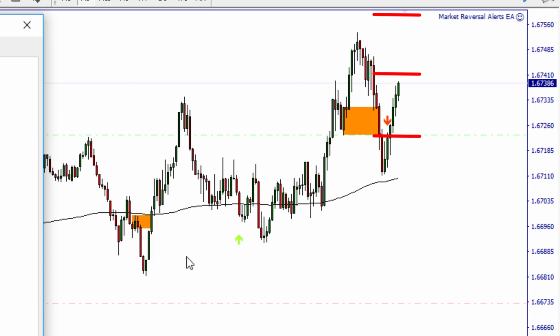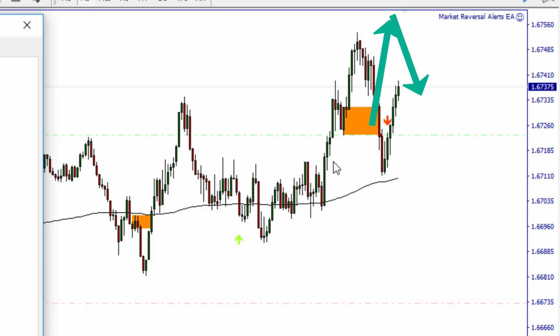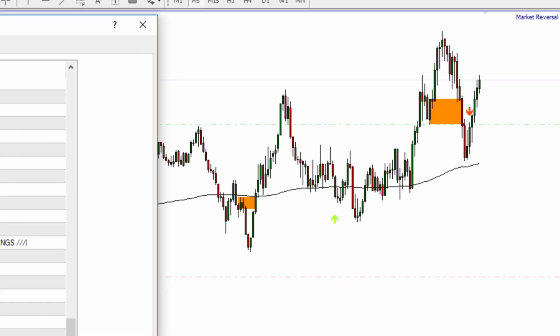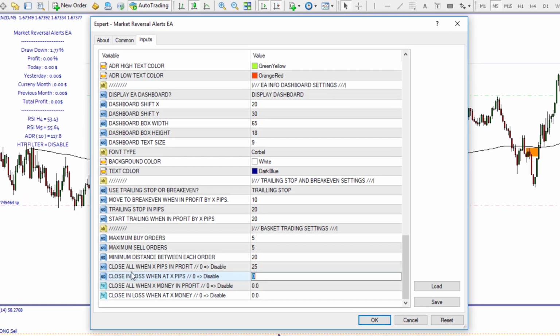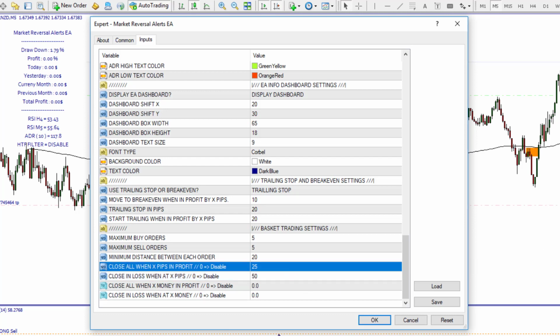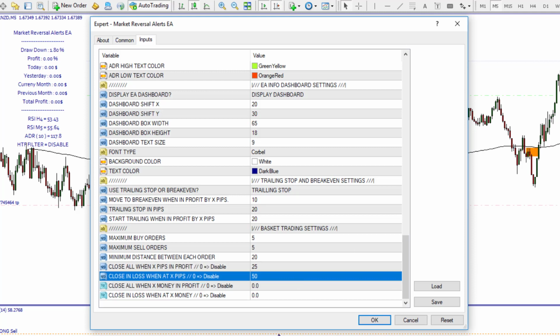So this is basically a way of getting into the market and scaling in gradually as price is pushing hard, and then waiting for the pullbacks or the reversals to start, which the indicator will signal and get you into, to get out at a set profit figure. You can also set to close at a specific loss figure as well in pips. So if we were to set this, for example, to 50 pips, and the total of all of my positions was to be 50 pips, it would close all of those positions out for me as a loss.